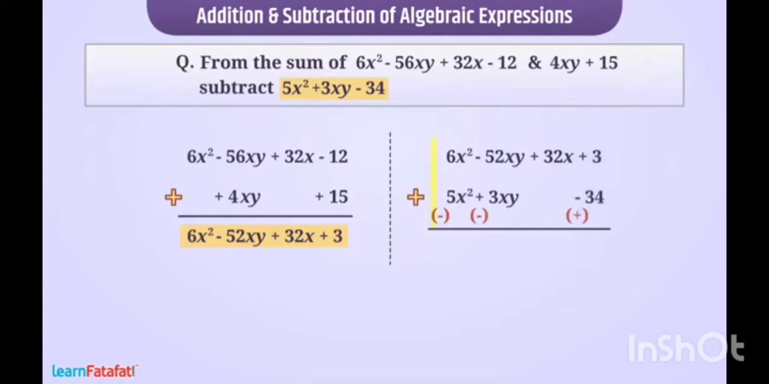So, addition of 6x square and minus 5x square is x square. Similarly, addition of minus 52xy and minus 3xy is minus 55xy. Likewise, we will get the result as x square minus 55xy plus 32x plus 37.